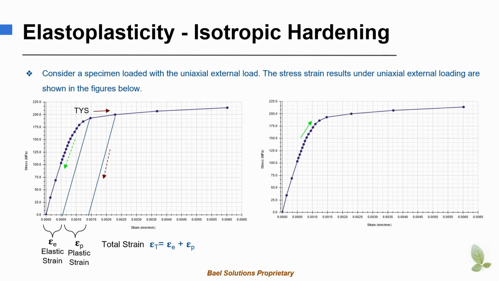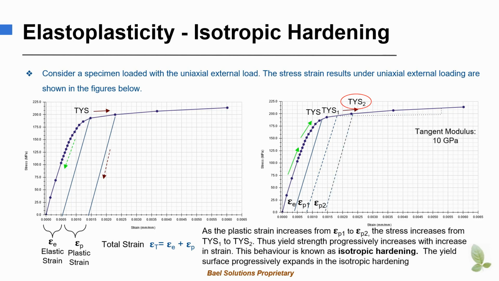Consider that the load is still kept on the specimen. Let us assume that the specimen has an elastic strain epsilon E and the plastic strain epsilon P1. Let the stress in the specimen be Tys1. Now, if we induce additional strain equal to epsilon P2, the corresponding stress in the structure will increase from Tys1 to Tys2. This is due to a non-zero tangent modulus.